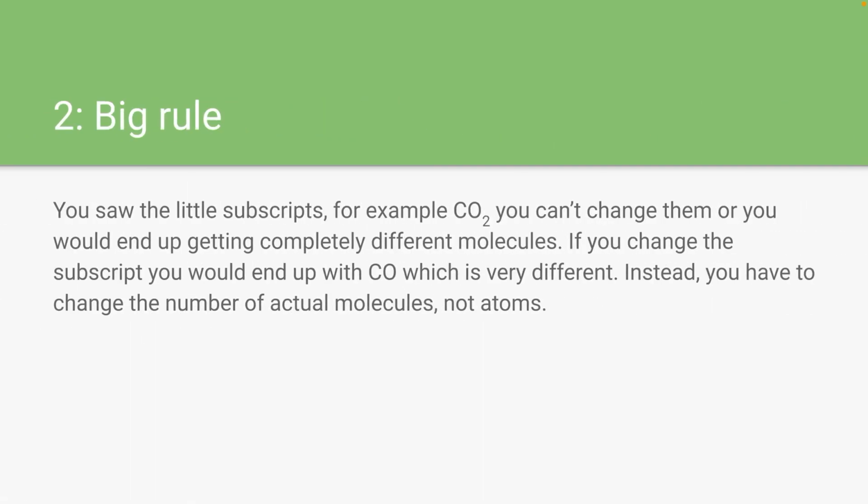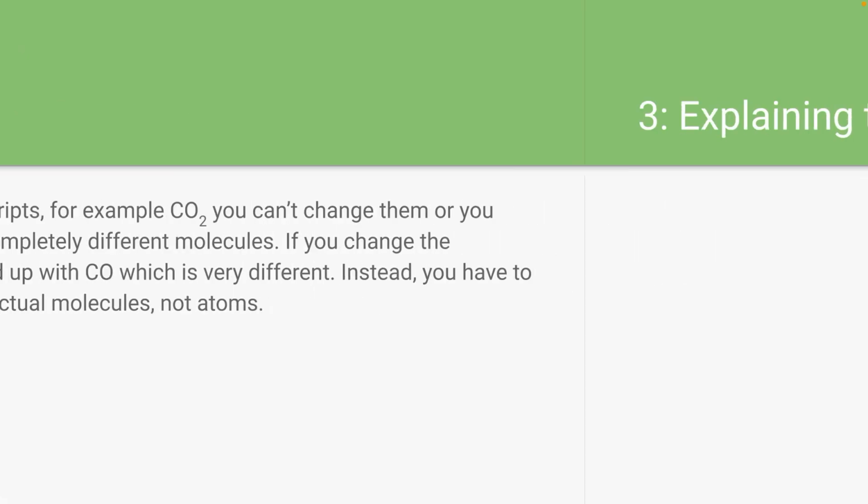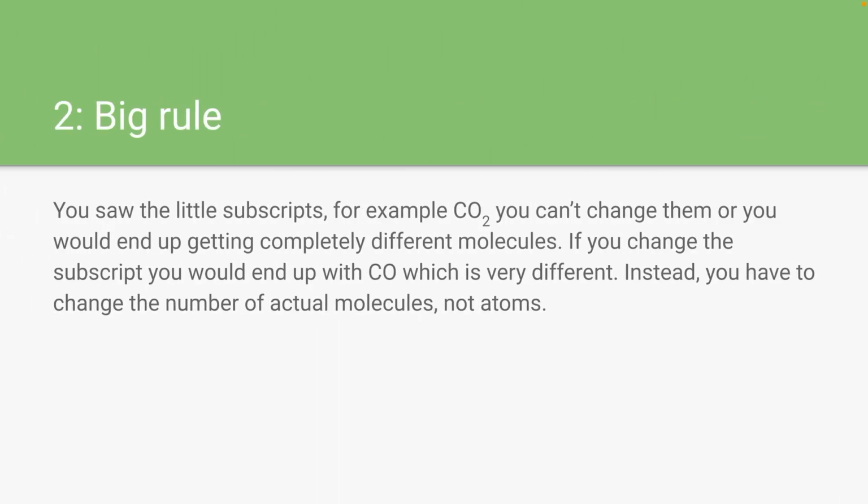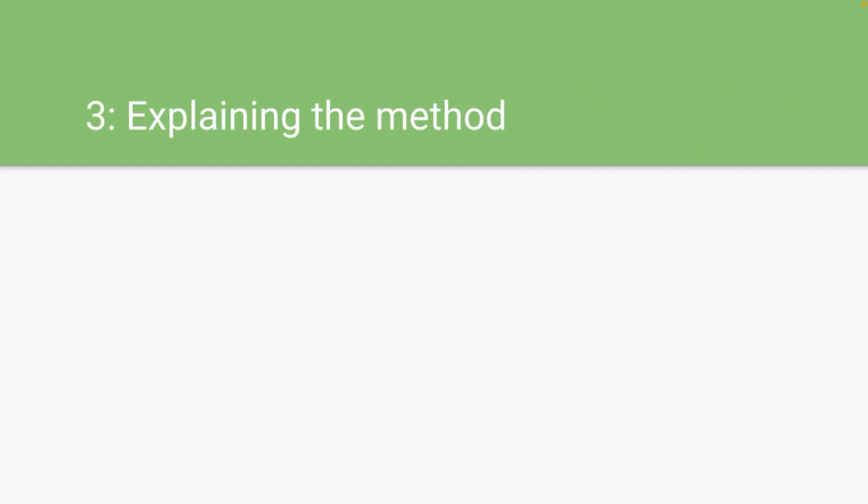Another big rule: there are little subscripts like in CO2, there's a subscript for 2. You can't change that. You can't just put atoms in molecules because that would make it a different molecule. If you change the subscript in CO2, you get CO, carbon monoxide, and you might die. So instead, you've got to change the number of actual molecules rather than the atoms.